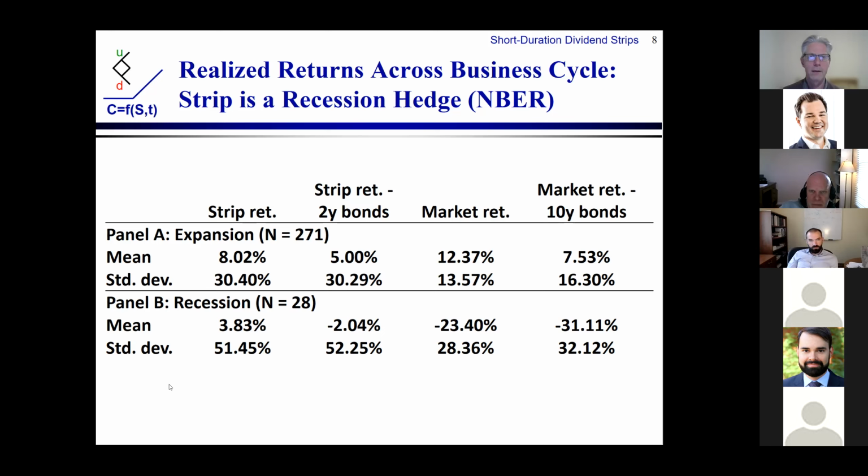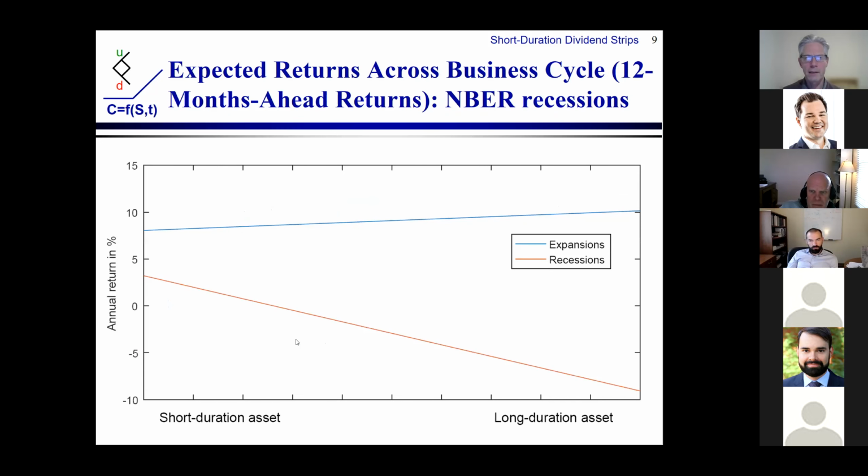That gives a fairly similar picture if we use NBER recessions here in red and NBER expansions up here. If you compare these values for the short duration asset and here for the market during the expansion, the values are fairly similar to the realized return scenario.